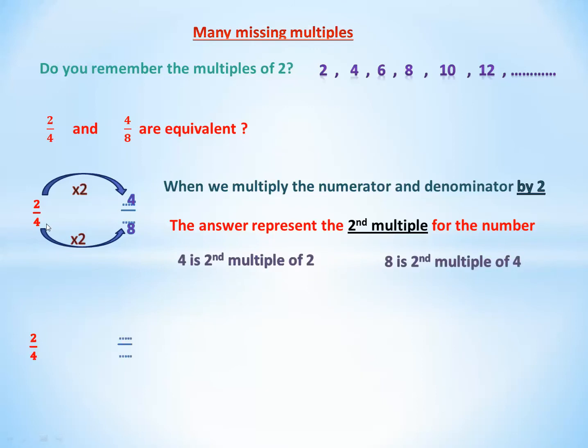2 over 4, if we multiply both of them by 3, it will be 6 over, sorry, 12. 6 is a third multiple. Why did we say third? Because we multiply by 3. So 6 is the third multiple of 2, and 12 is the third multiple of 4.